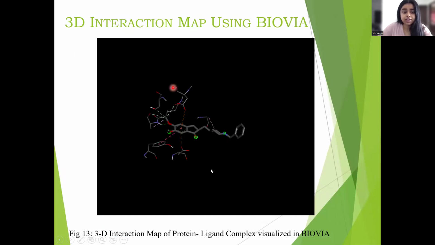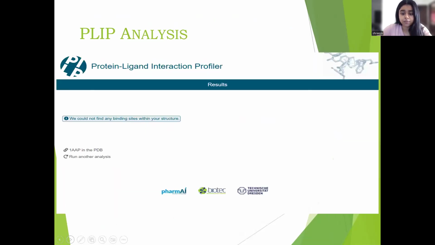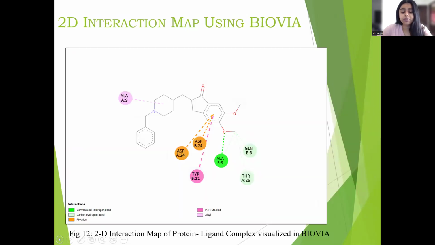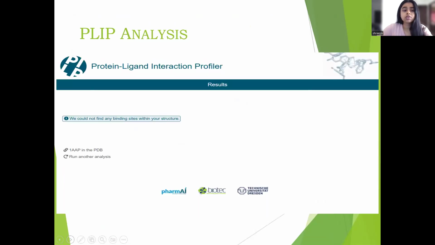This is the 3D interaction map. This one shows how well the ligand has been placed within the binding site of the protein as well. So it supports the stability of the complex. Both of these have been formed in BioVia itself. This is the PLIP analysis. I tried to upload the protein ligand interaction in PDB format numerous times, but this is what it kept on showing.